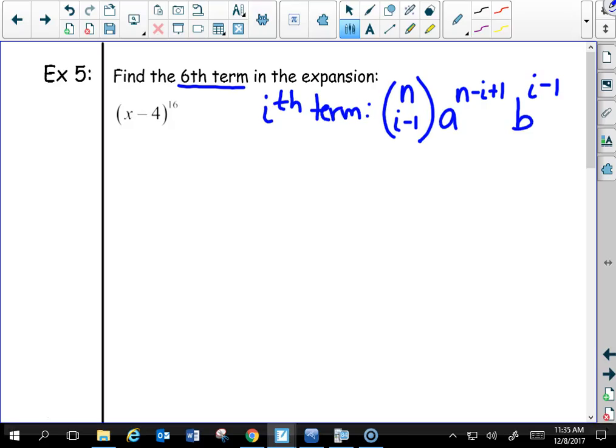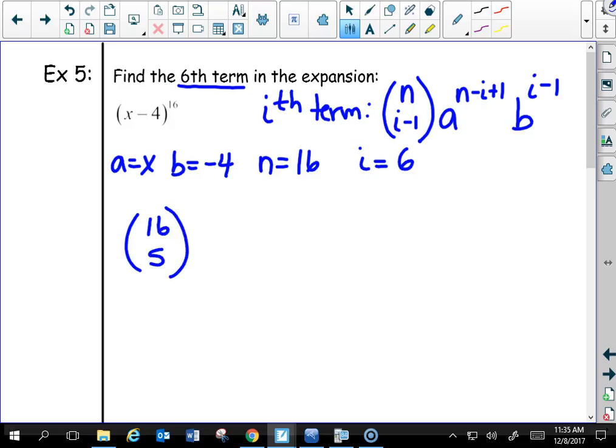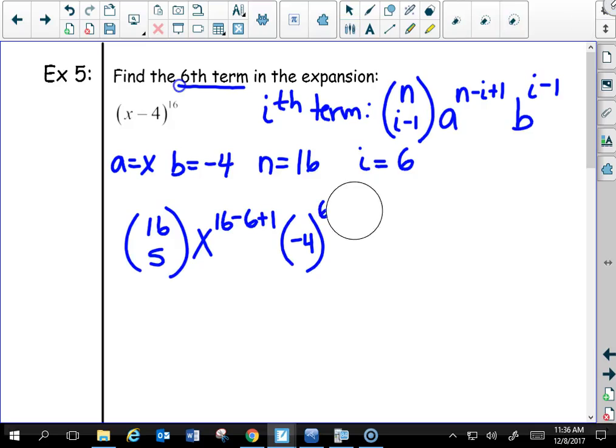All right, so let's identify i, n, a, and b. So a equals x, b equals -4, n equals 16, and they've asked us for the sixth term, so i is 6. Plugging into our formula, n is 16, i minus 1 is 6 minus 1, which is 5. And we get a, which is x, to the 16 minus i plus 1, and then b is -4 to the 6 minus 1, which is 5.